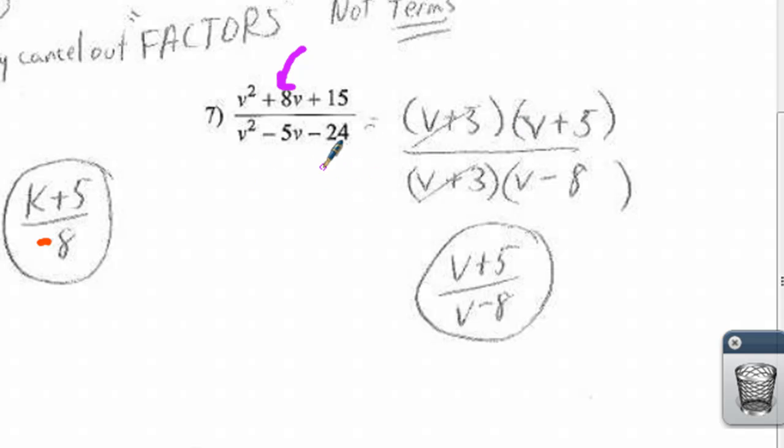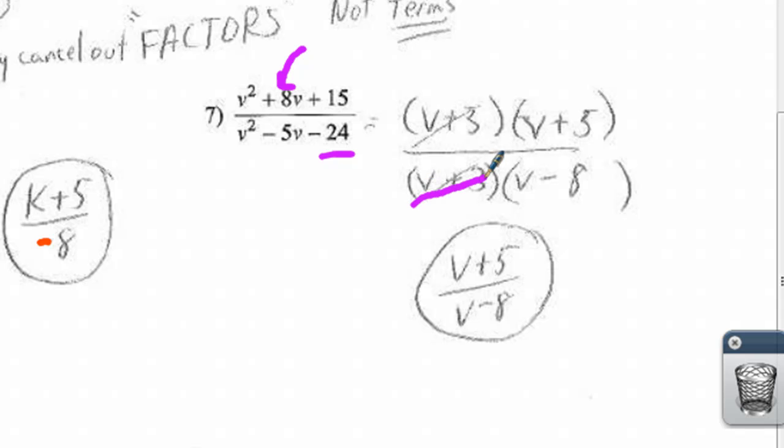The denominator, v and v, I notice a negative 24, so my signs have to be different. I need to come up with two numbers that will give me 24, but at the same time add up to a negative 5. So hopefully with a little bit of time, you're going to think of 3 times 8 is 24, and if I put the 8 next to the minus, my outers and inners will add up to the negative 5. So again, it's important to check by FOIL. If it checks by FOIL, you know you factored correctly.